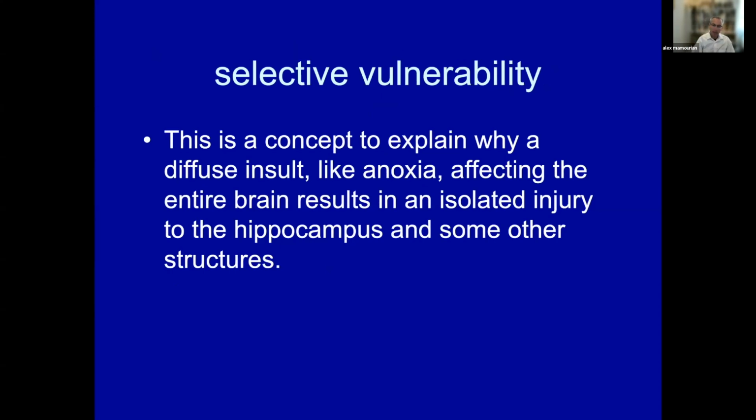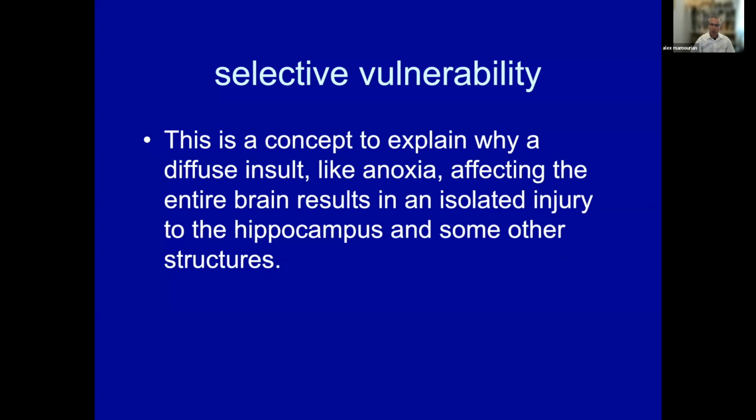It's this idea of selective vulnerability. This term explains why a diffuse insult, for example, cardiac arrest, near drowning, or drug overdose with anoxia, while it affects the entire brain, may produce an isolated injury to the hippocampus and other structures like the cerebellar gray-white junction and sometimes the basal ganglia.